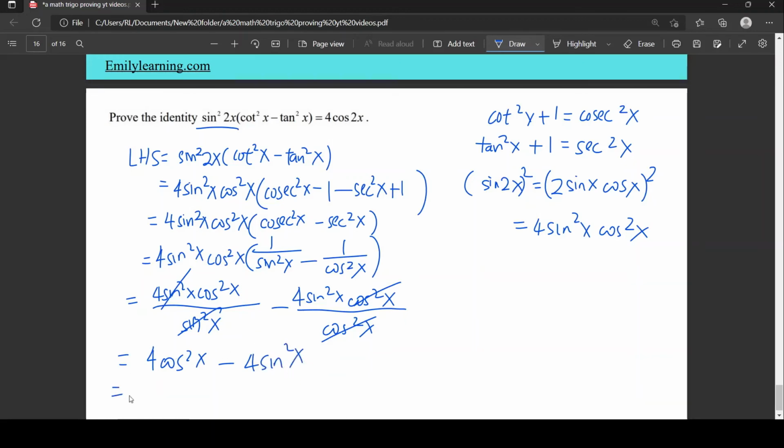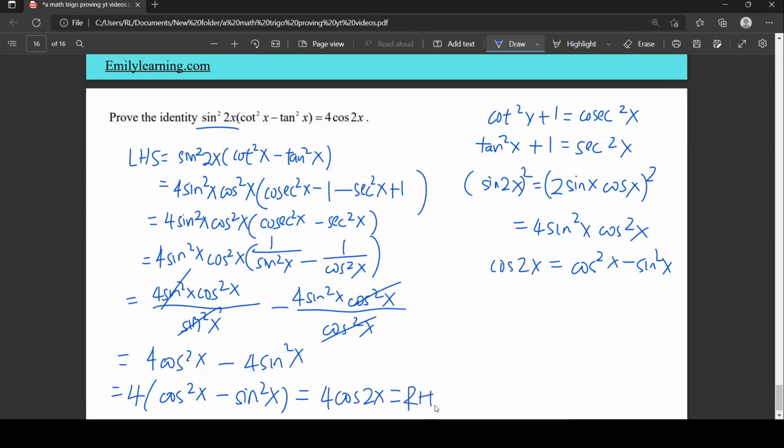Next, I'm going to factorize out 4. So I have 4 bracket cosine squared x minus sine squared x. I need to prove that it equals 4 cosine 2x, right? So if you take a look at your formula booklet, you notice that you have this formula, cosine 2x equals cosine squared x minus sine squared x. So in other words, this cosine squared x minus sine squared x equals cosine 2x. So I can change this to cosine 2x. And I get what I need to prove on the right hand side, which is 4 cosine 2x. Okay, so I've proved the trigo identity in this O-level A math question.